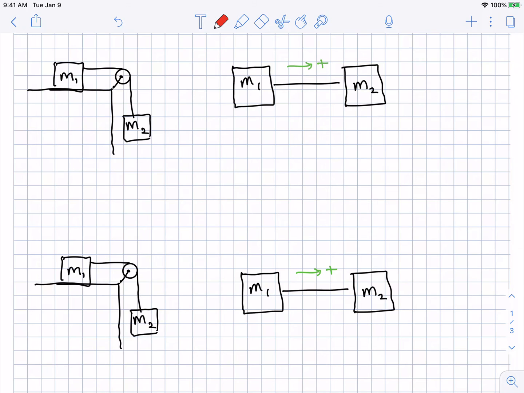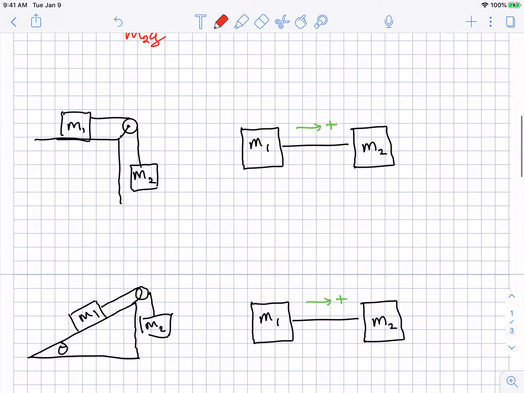What if I get another problem like this? Here's a mass sitting on a flat surface. Well, what's making this whole system move? M2G. So in this case, there's only one force that's making it move, M2G. Writing Newton's second law, the net force, M2G, acts on the two masses, and that's the acceleration.